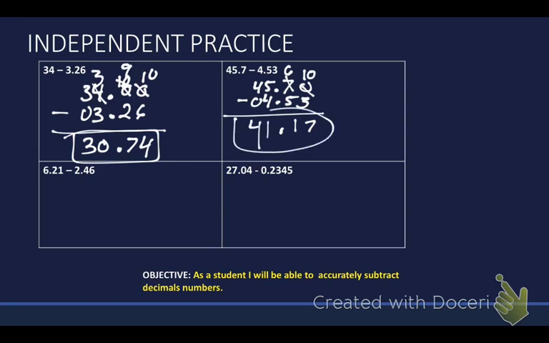I know I go quick, but I know my math. I want you guys to do the same thing. 6 and 21 hundredths minus 2 and 46 hundredths.